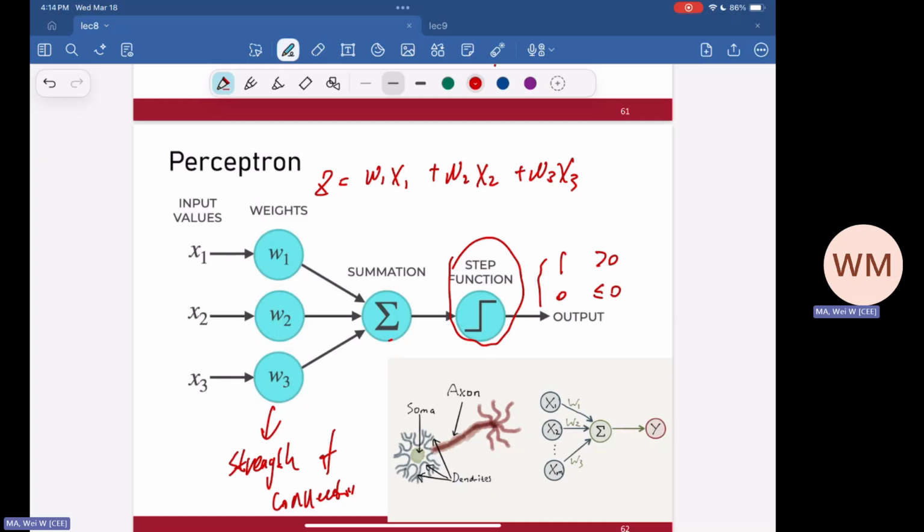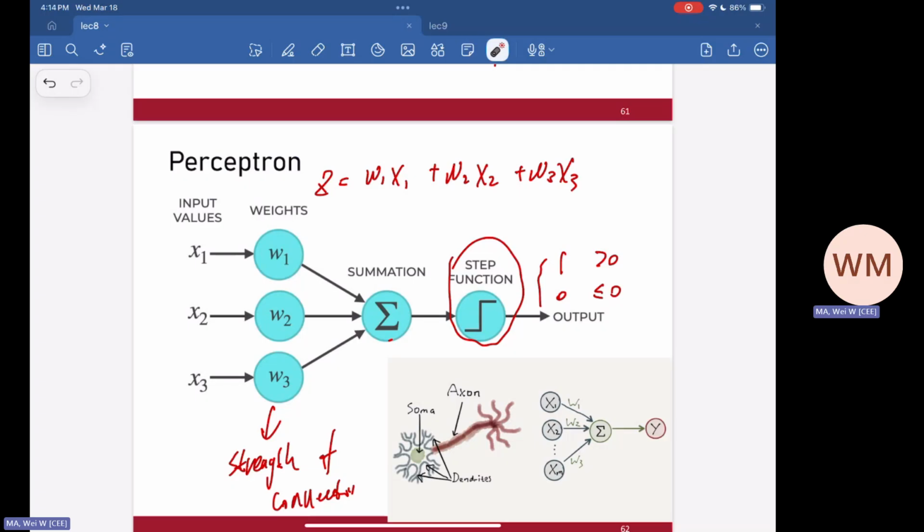You have the signal, and you have the strength. You multiply the strength by the signal, and you sum them together. This is the total signal that you received. If the signal exceeds some threshold, it means your neuron is activated, then we say it's 1. If it's below some threshold, then it's not activated, and we say it's 0. So this gives you a simple neuron model. We call this a perceptron.